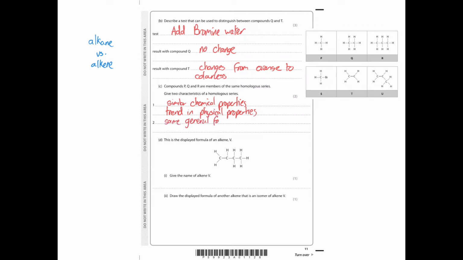The third is that they all will have the same general formula. The fourth is they will all have the same functional group. And the final point is that they will differ from each other by CH2.